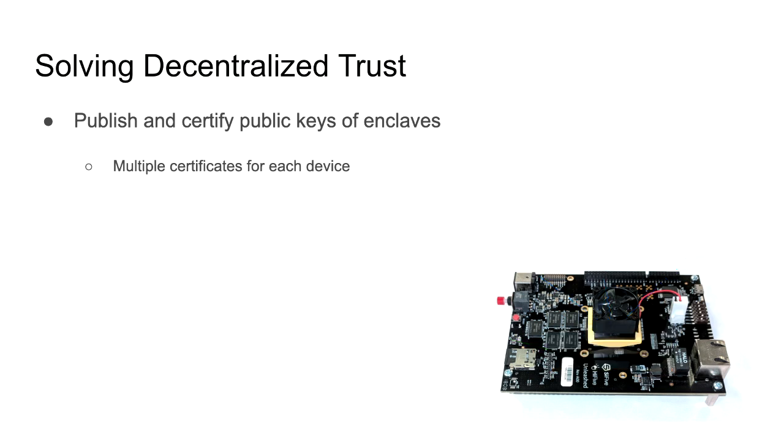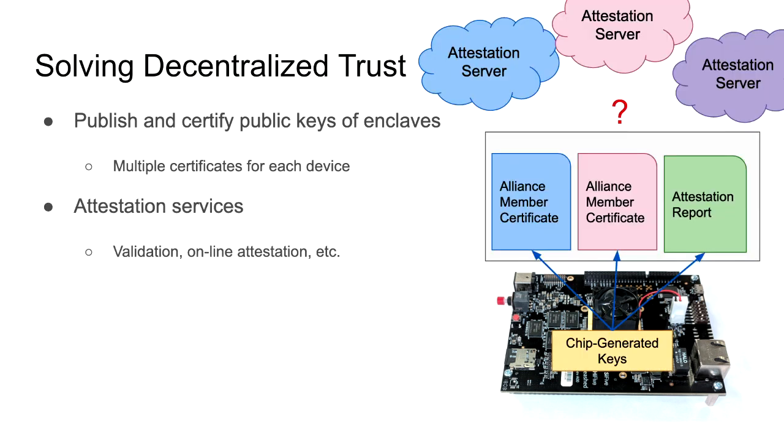There are, however, a number of open questions about how you manage these certificates and how you make trust decisions about them. The first is attestation services. We expect that members of the Alliance would run their own set of attestation servers. But how we agree between the different servers and how we deconflict between them is a question that we're hoping that the Alliance will sit down and talk through.